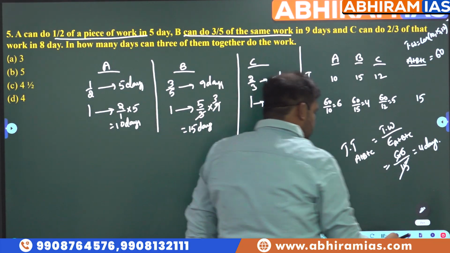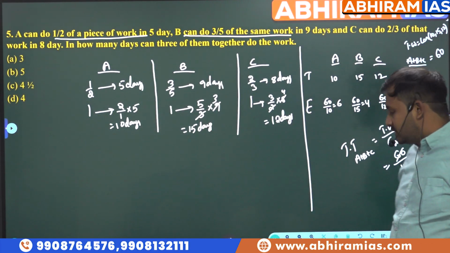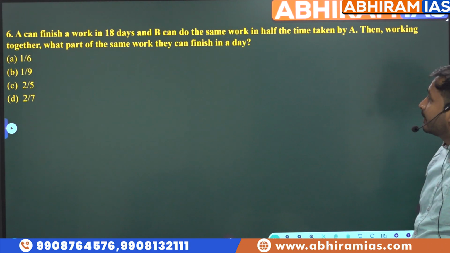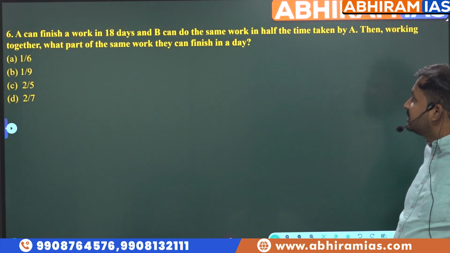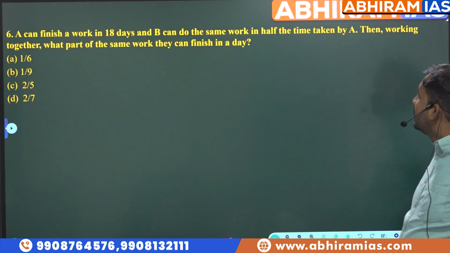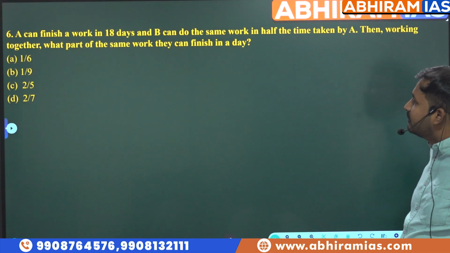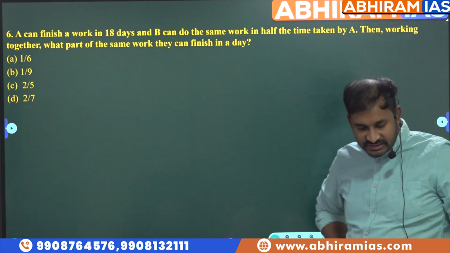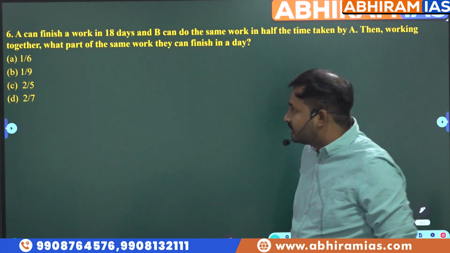Right? Then next question. We'll see the next one. A can finish a work in 18 days and B can do the same work in half the time taken. Then working together, what part of the same work they can finish in a day? This is the question they have given for us.